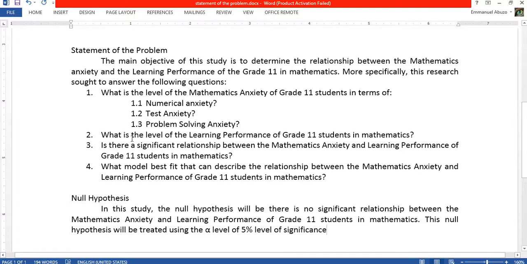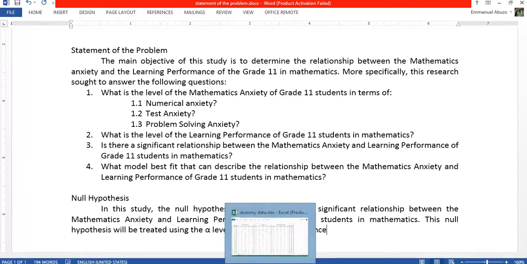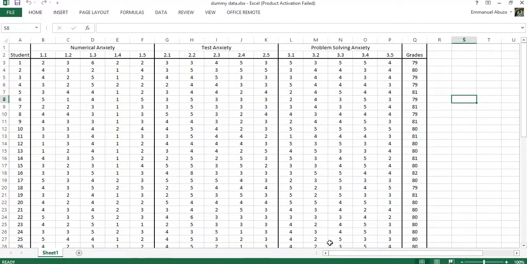The third statement of the problem, significant relationship, here we can now use the Pearson r correlation coefficient. And then the fourth one, what model best fits, I will show you the simple linear regression of the two variables. Now, let's go to the data. This would be the dummy data, the data that I created.